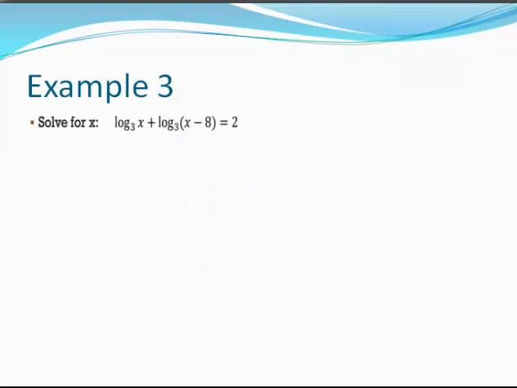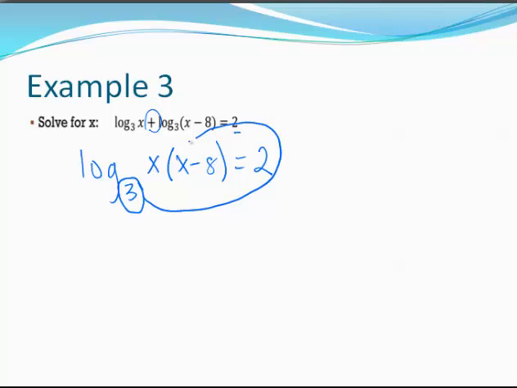Example number 3. Now in this case, we have 2 logs separated with addition, and they're equal to a number, which means we're going to use the loop trick. So first I need to condense these. So I'm going to have log base 3 of x times x minus 8 is equal to 2. Now you can go ahead and distribute that if you want, or you can just leave it like this, it doesn't matter. We're going to end up distributing it no matter what. So I'm going to do the loop trick. 3 squared is equal to x times x minus 8.